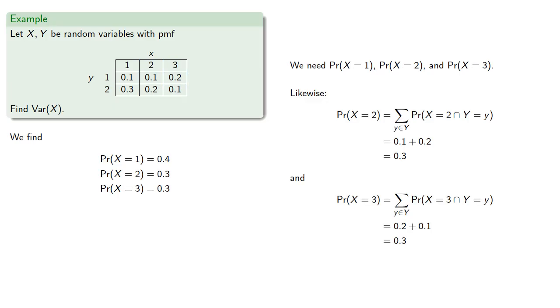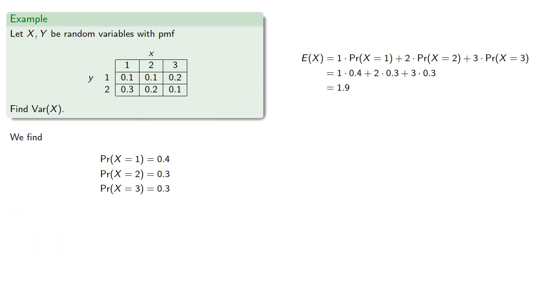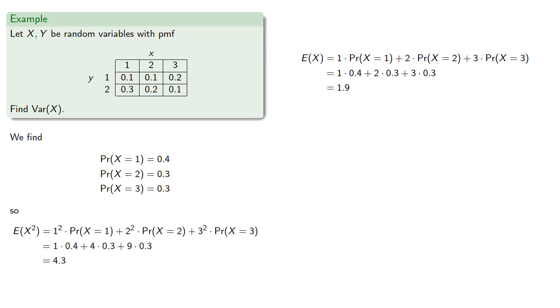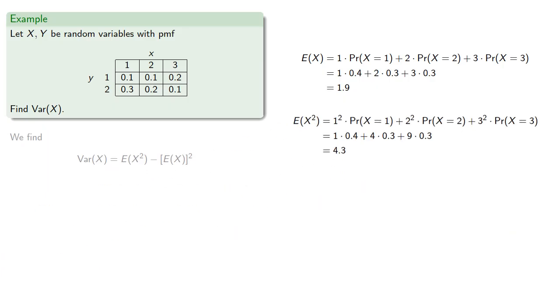And now we can find the expected value. That's the sum of the products of the payoffs and the probabilities, which will be. And the expected value of x squared will be the sum of the payoffs and the probabilities, which will be. And so our variance will be.